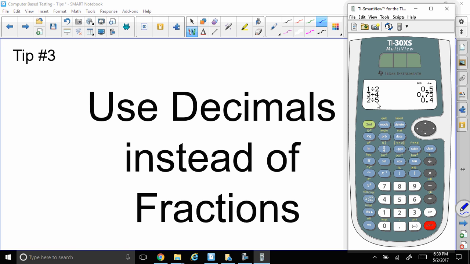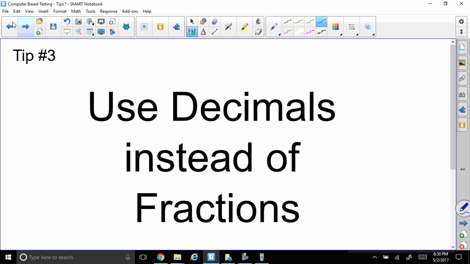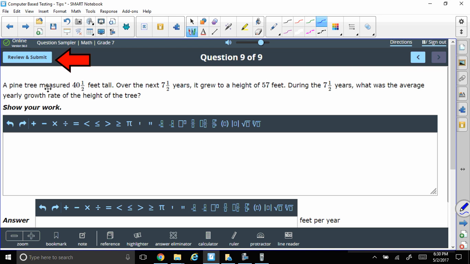You can also even put that into your answer. So if you wanted to put an answer into your assessment for this computer-based assessment, it'll also accept that, because I know they have the button right here for fractions, but you can also use the division button right here for the fraction bar. So think about it.